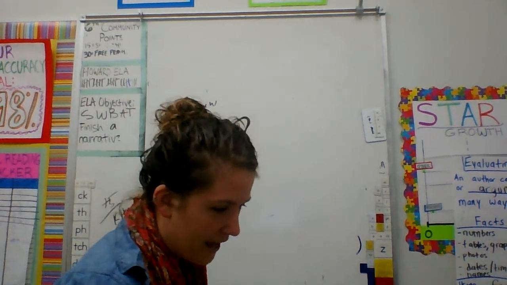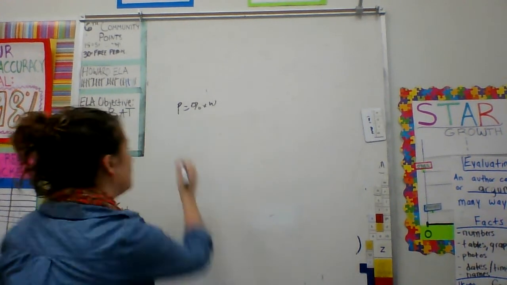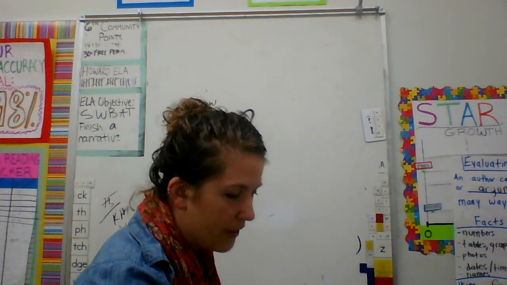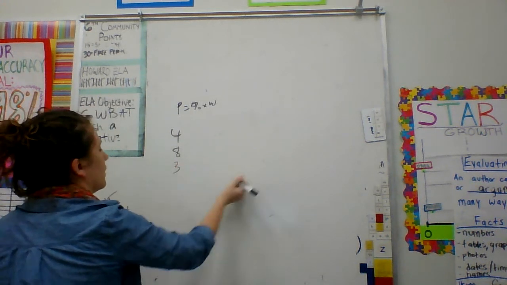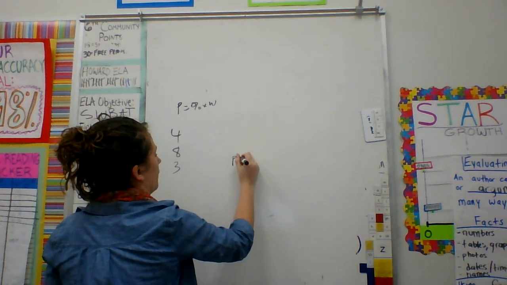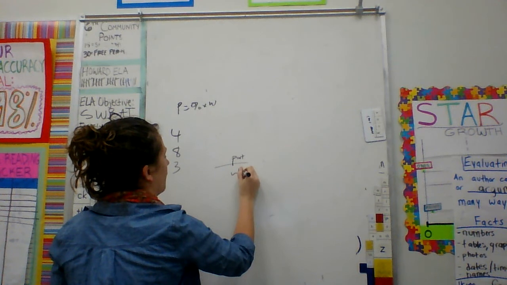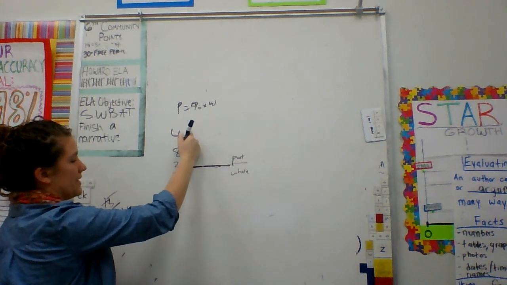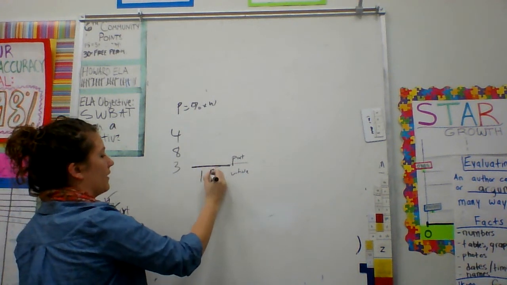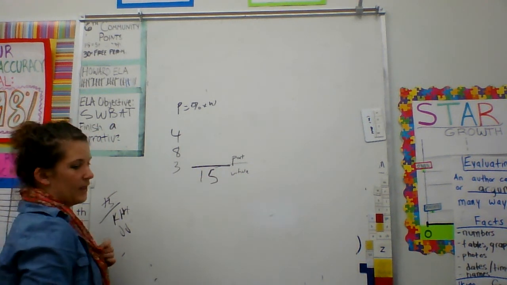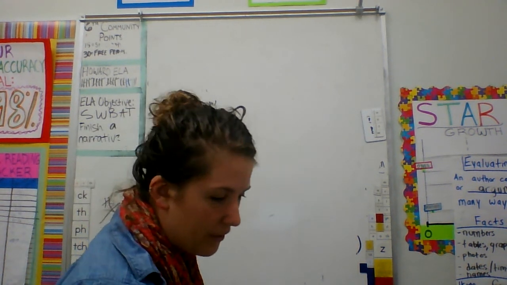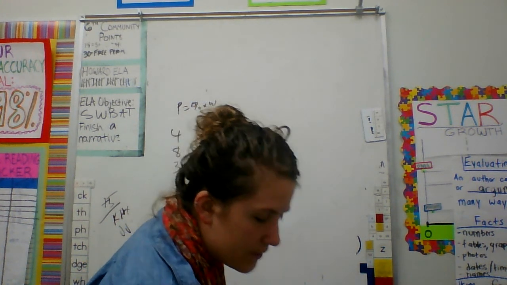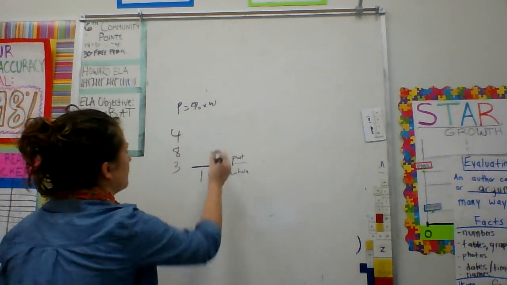There is a bag of marbles, 4 red, 8 of them are blue and 3 are green. Again, I want to do my part over my whole. So I'm going to add these all up. 4 plus 8, 12, plus 3. I got a whole of 15 again. This time I want to know the amount that are blue. And the number of blue marbles is 8.